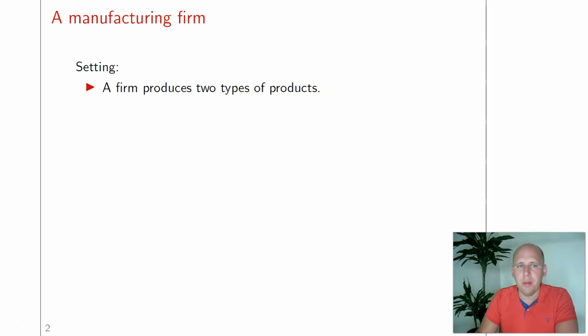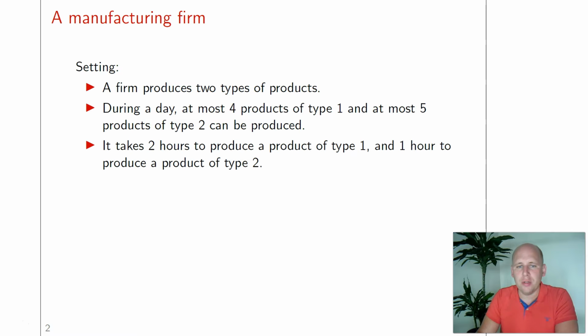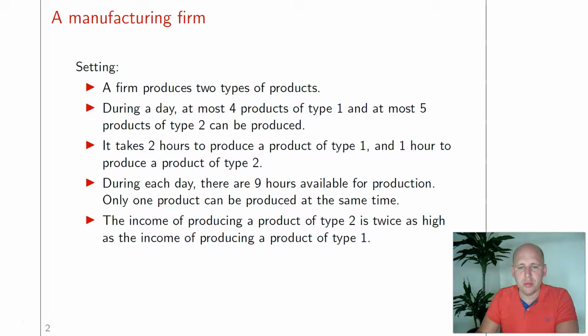So we will consider a manufacturing firm. This manufacturing firm is producing two types of products. For type 1 we can at most produce 4 products a day, and for type 2 at most 5. We also have a certain amount of time available, 9 hours per day. In order to produce a product of type 1 it takes 2 hours, and for type 2 it takes 1 hour per product. And we can only produce one product at the same time.